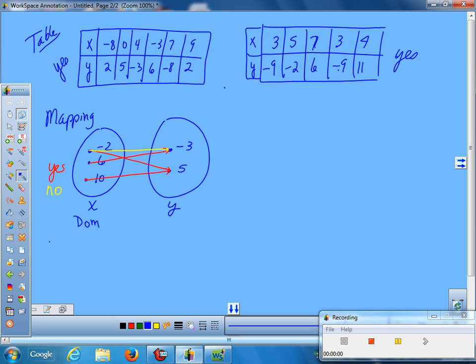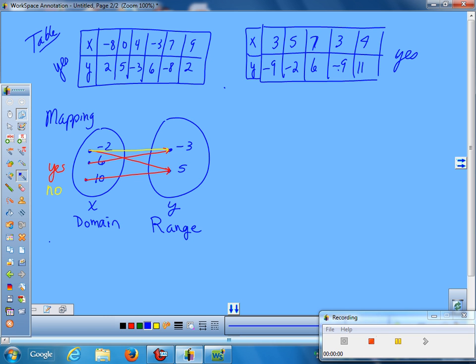So yes, that's the domain. Anybody now remember what the y's were? Range, yes. So domain is all the x-coordinates you can use in a function. A range is all the y-coordinates that result from that function.